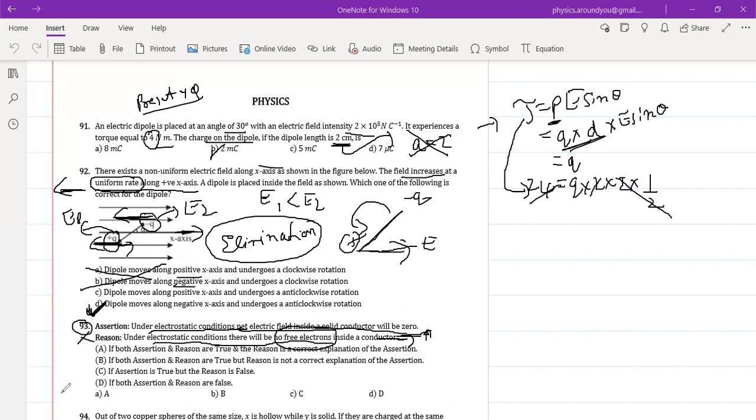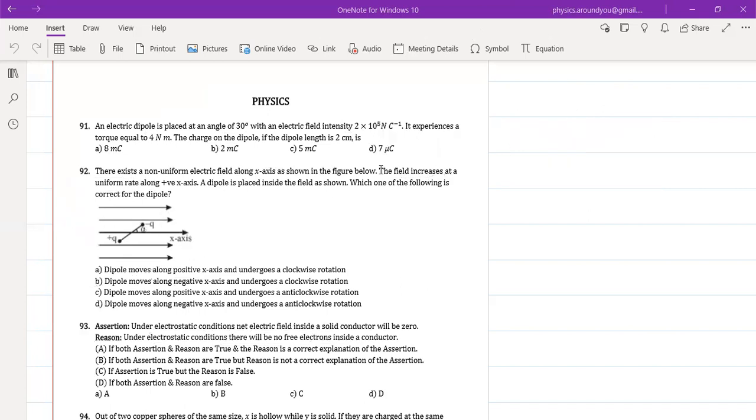So therefore, it is option C. Assertion is true, reason is wrong. Field is zero not because there are no free electrons. Field is zero because the total field becomes zero because of the induced charges. That is a property of a conductor. That is question number 3.